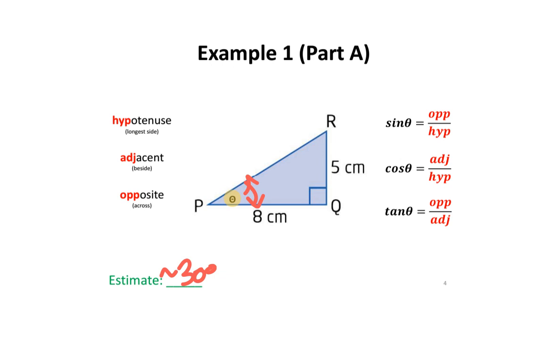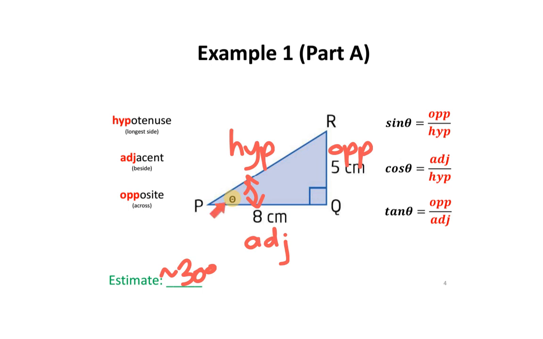If I'm positioned over here at theta, this side would be considered the hypotenuse, since it is the longest side. This side would be considered the opposite side, since it is across from us. And this side would be considered the adjacent side, since it is located beside us.